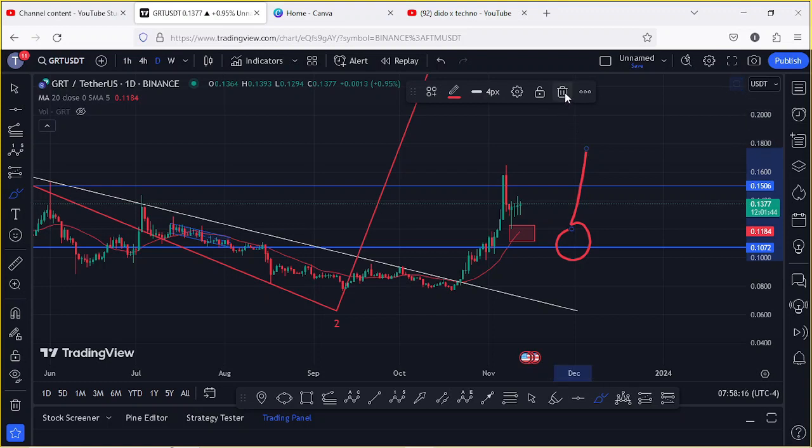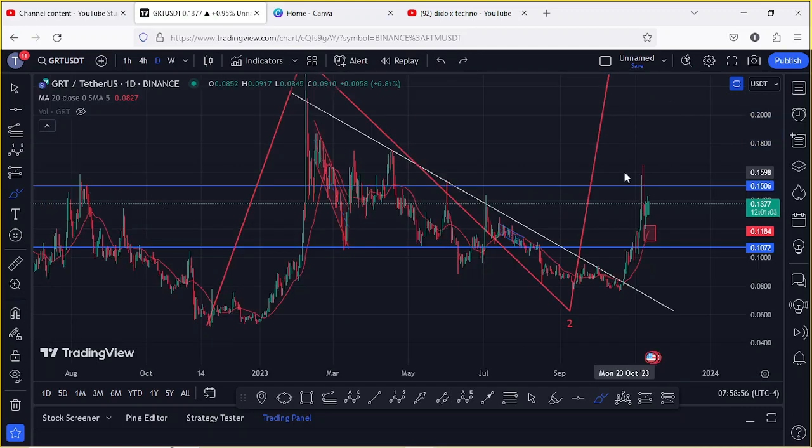And the next key area of resistance that we need to see a break above lies at around the $0.15 mark, and a break above that with a successful retest, then I will be expecting GRT to continue gearing up and get above the $0.2 mark.